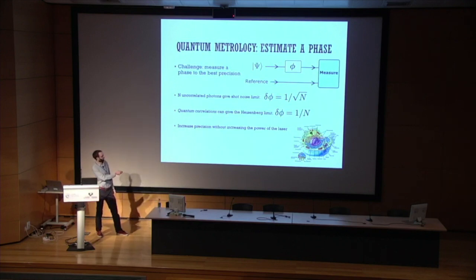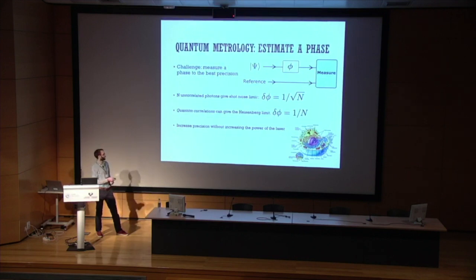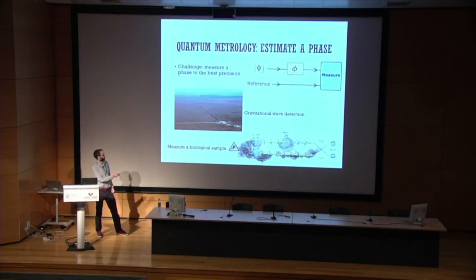So one way of looking at this square root improvement is that you can increase the precision without having to increase the power of the laser. And this can be useful in lots of situations, such as gravitational wave detection, where they've basically maxed out the power of their lasers. So they want to get a better precision without increasing their lasers. So they can use squeezed states in these gravitational wave detectors to do that. And also potential applications such as measuring a biological sample, where you don't want to just increase the power of your laser.